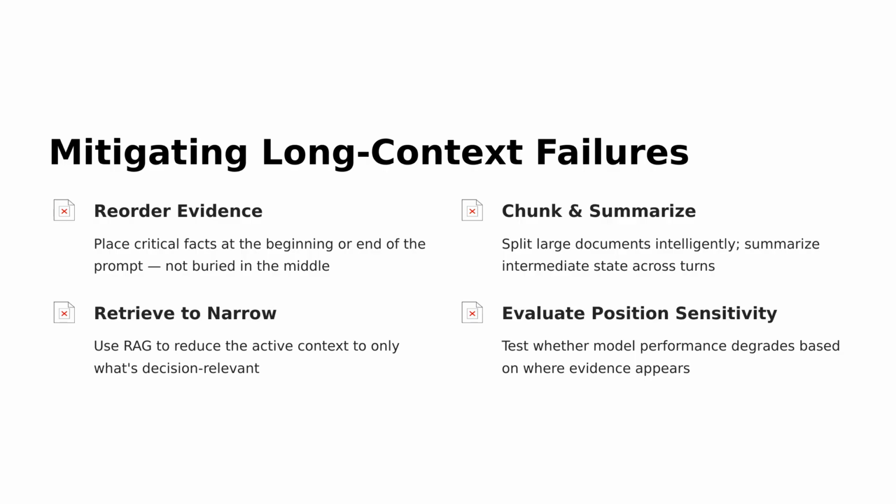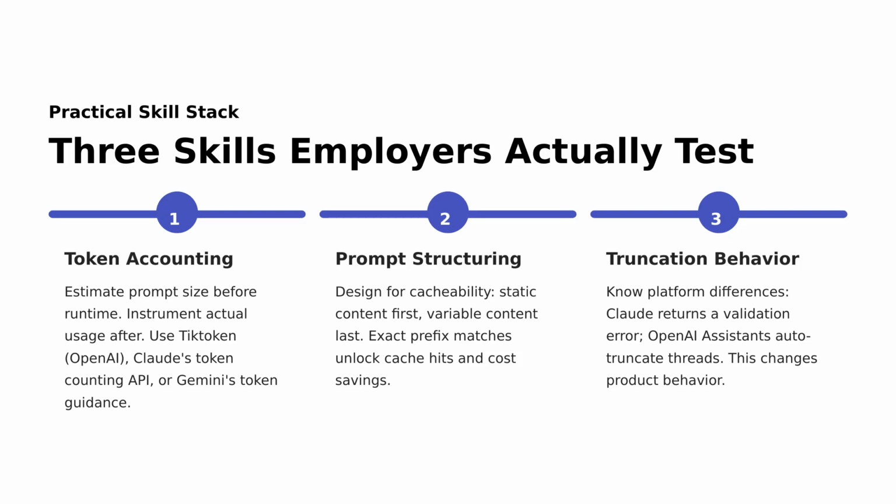To mitigate long context failures, structure prompts so the most important evidence appears right at the beginning or end, instead of getting lost in the middle. For larger inputs, break documents into meaningful chunks and carry forward concise summaries across turns. Retrieval-augmented generation also helps by narrowing context to only what matters for the decision. And finally, test position sensitivity to see whether performance drops depending on where key evidence appears.